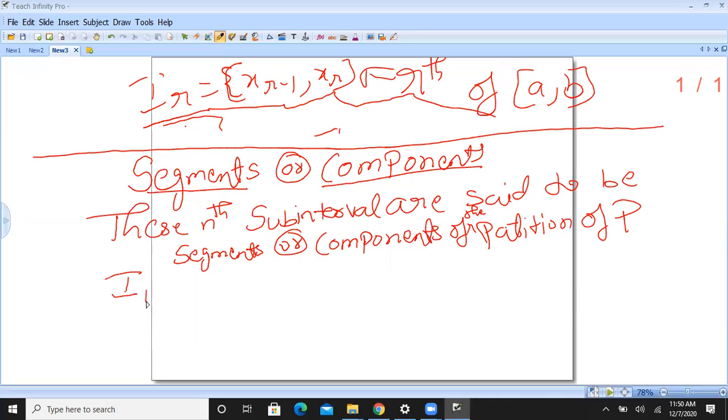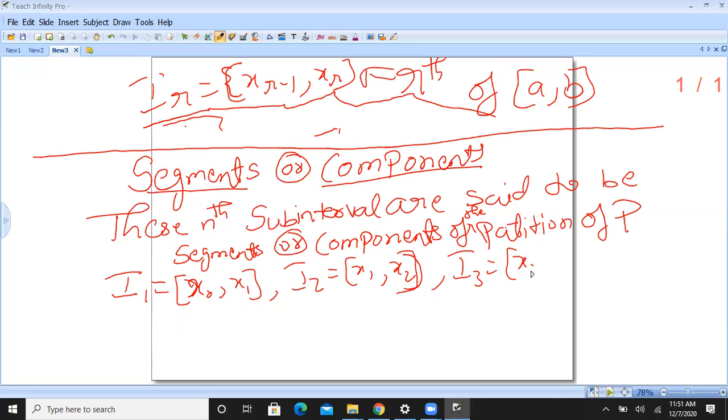So the subintervals: I1 is equal to x0, x1. Next, I2 is equal to x1, x2. So this is the second subinterval. Next, third subinterval I3 is equal to x2, x3. Okay, this is the third subinterval. As usual, the rth subinterval.